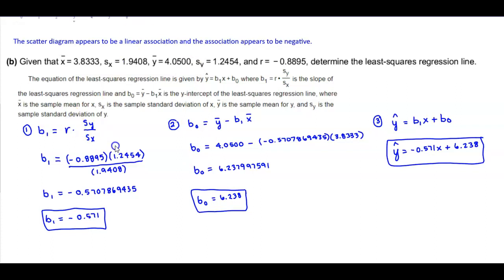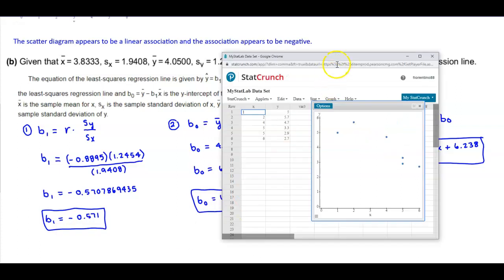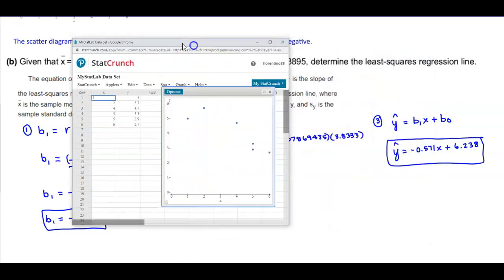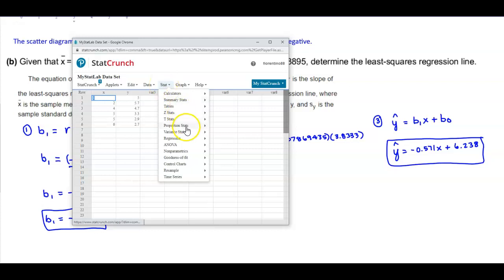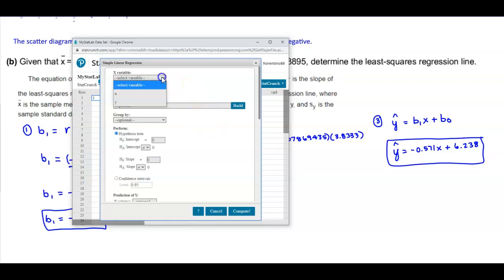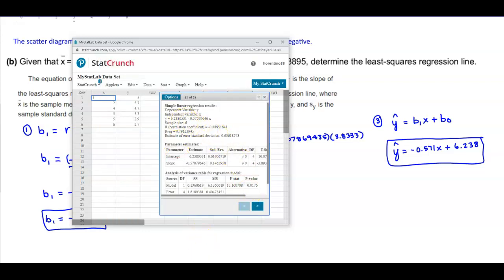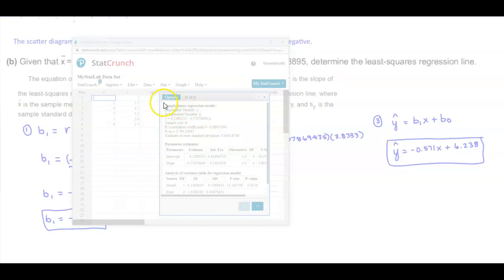Okay, now, yes, these are the formulas that we could use to do this by hand, but can we quickly get this done by using StatCrunch? Well, yes, we can. So let's go ahead and do that. If we take a look at this data here, we can select Stat, then go to Regression, and then select Simple Linear. Then we have our variable for x and our variable for y, and we select Compute, and then we can see that we have up here this equation.